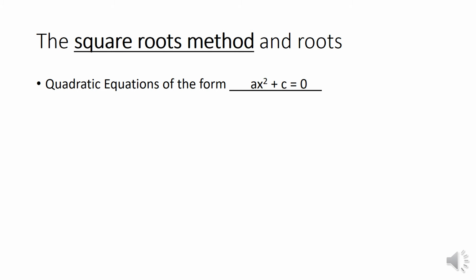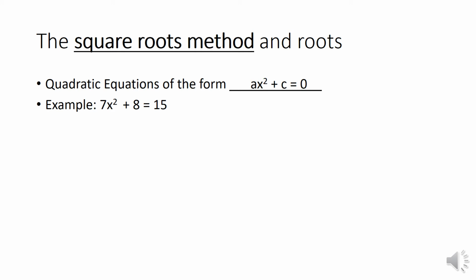So you can use the square roots method to find the roots of a quadratic equation whenever the equation is of the form ax squared plus c is equal to 0. In other words, whenever there is only an x squared and not an x to the first power. So for example, let's say we have 7x squared plus 8 is equal to 15.